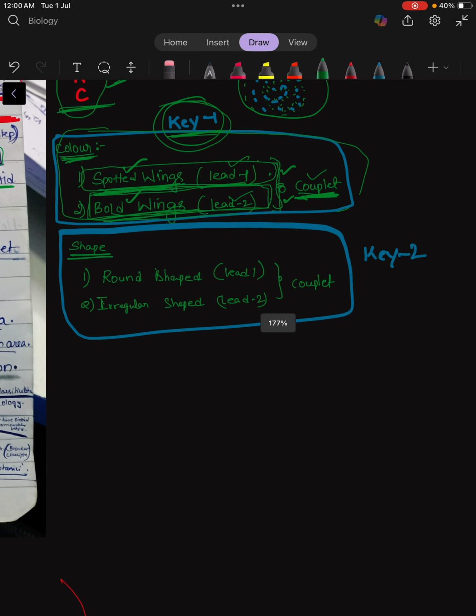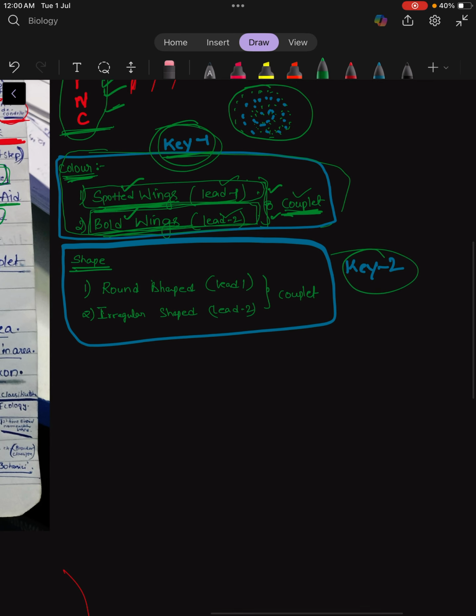Next, key 2. The second key was shape. I will take shape also. Let's separate based on shape: round shaped and irregular shaped. Round shaped is lead 1 and irregular shape is lead 2. And these together are called a couplet, and these all together are called key 2.